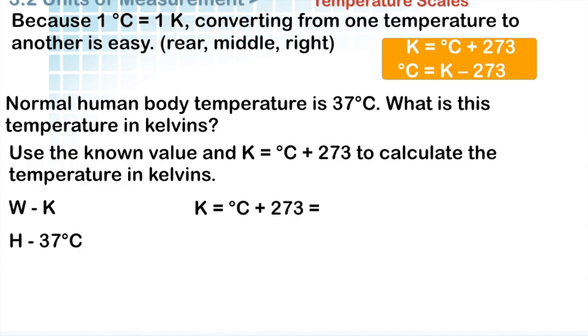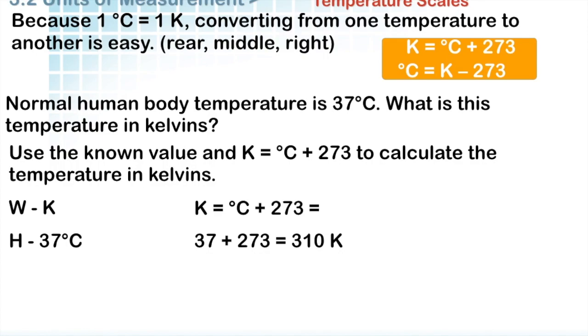So now I take my equation: K equals degrees Celsius plus 273. And I'm going to insert the 37 for the degrees Celsius. The difference between Kelvin and Celsius is 273. So 37 plus 273, human body temperature is 310 Kelvin. That's 310 degrees above the absolute coldest temperature that can exist.